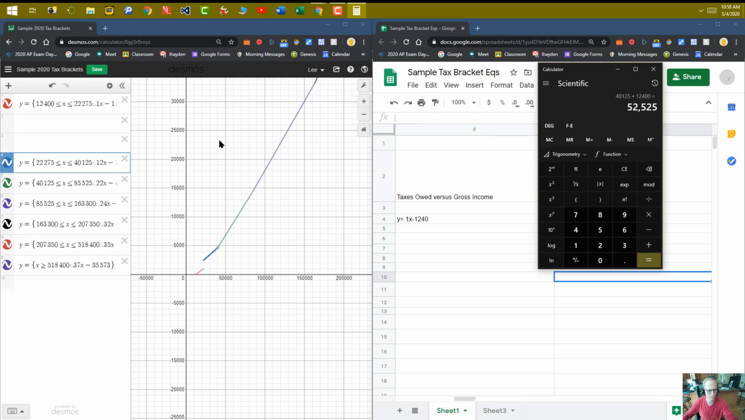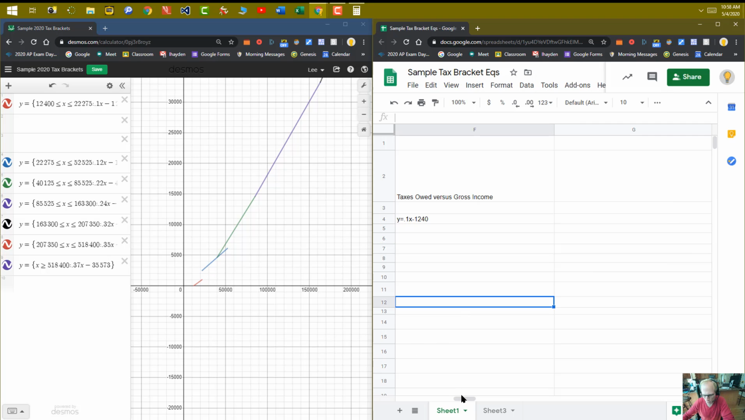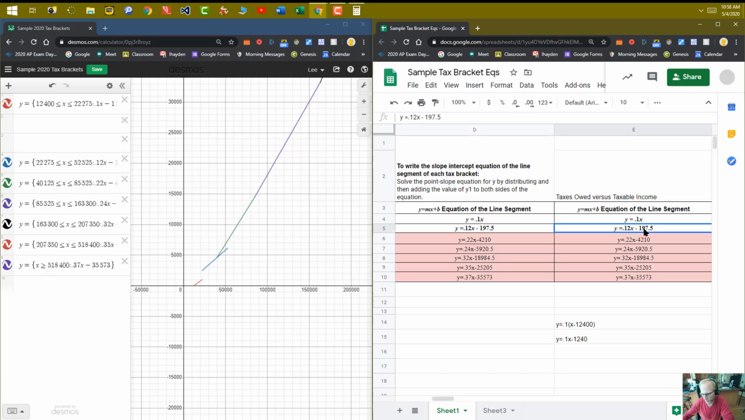So that gives me 52,525. So I'm going to get 52,525. All right. Okay, and now I'm going to have to modify my equation. So my equation for the second one is y equals 0.12x minus 197.5.